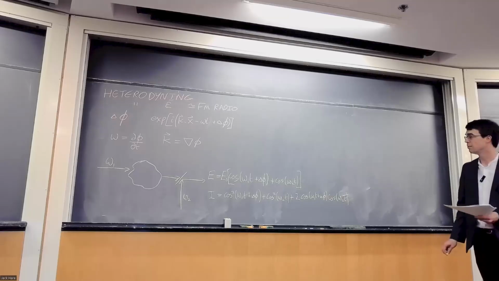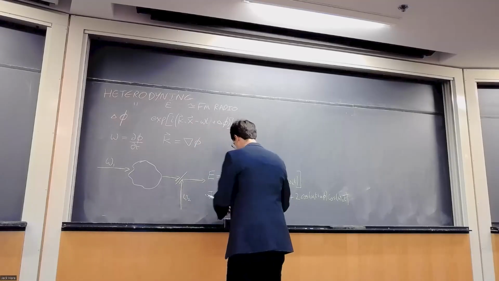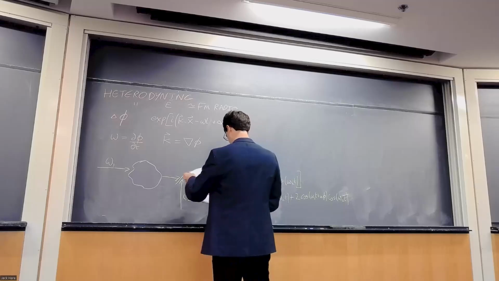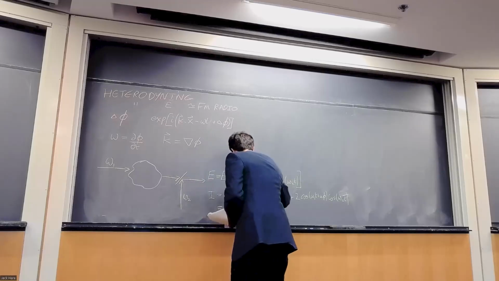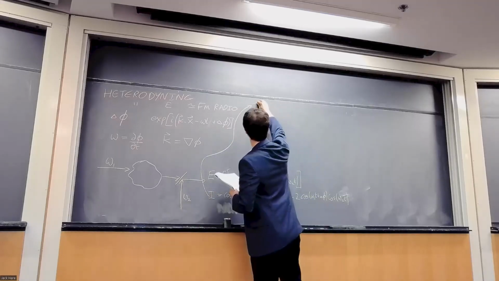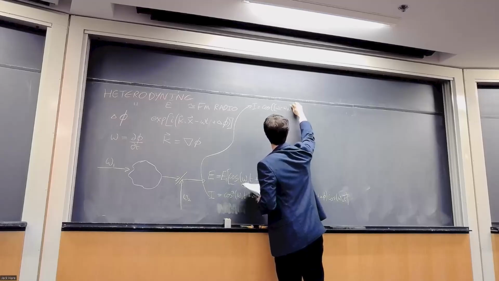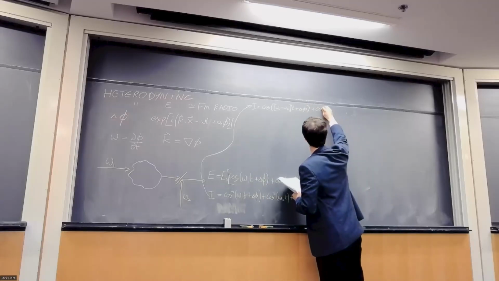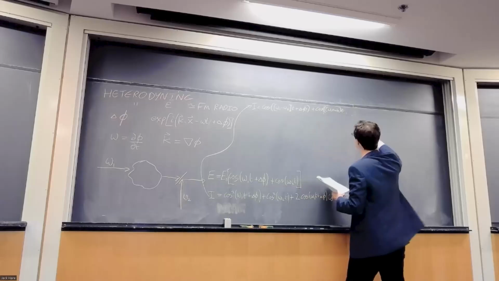And then we squint at this for a little bit, and we realize we know some very clever trig identities, and we end up with this formula, which looks like cosine of a term that looks like omega 1 minus omega 2 t plus delta phi, and a second term that looks like cosine of omega 1 plus omega 2 t plus delta phi.